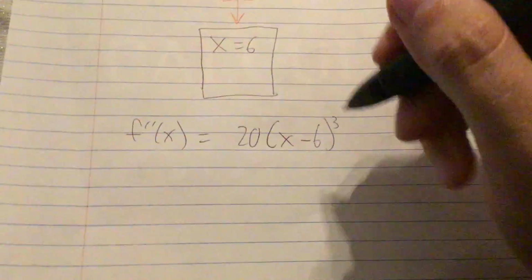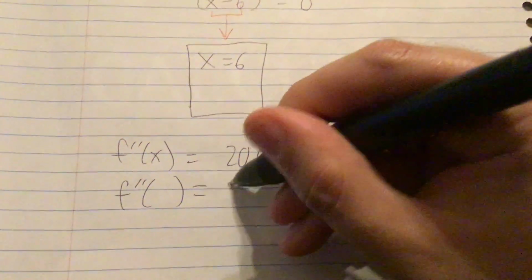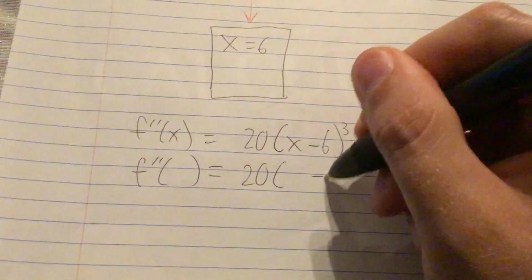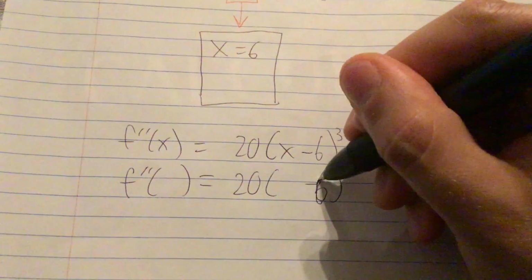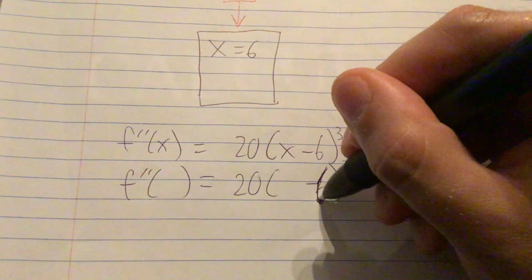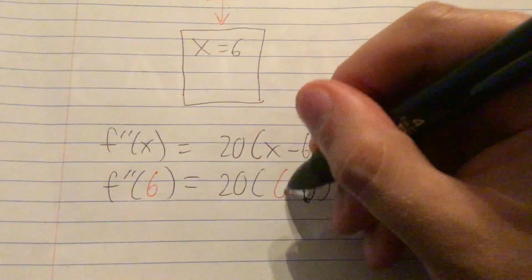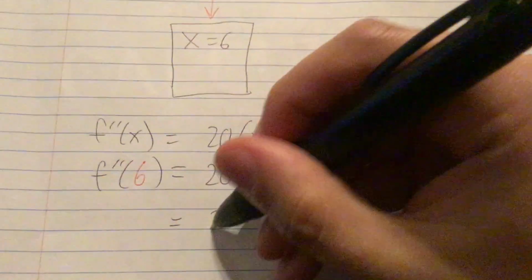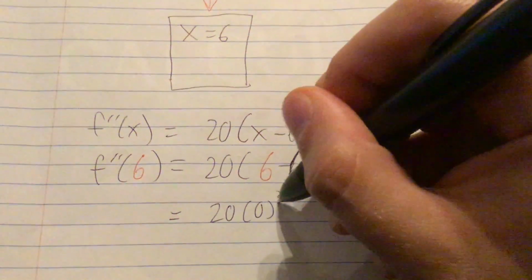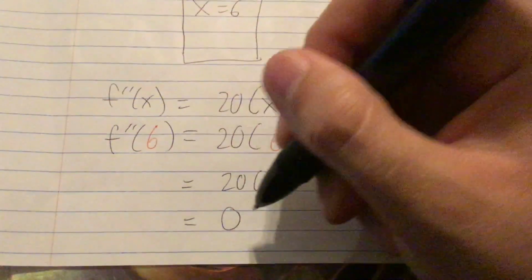This does not look good. f double prime of 6 is 20. Oops, there we go. Clean that up a little bit. So if I plug in f double prime of 6, I get 20 times 0 cubed. Or, well, 20 times 0 times 0 times 0, that'd be 0.